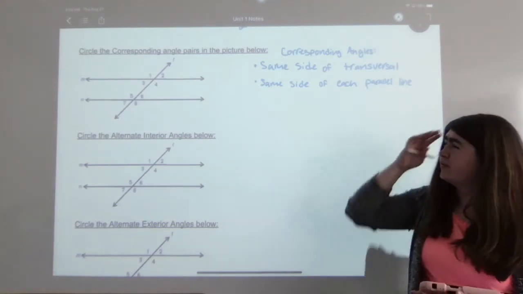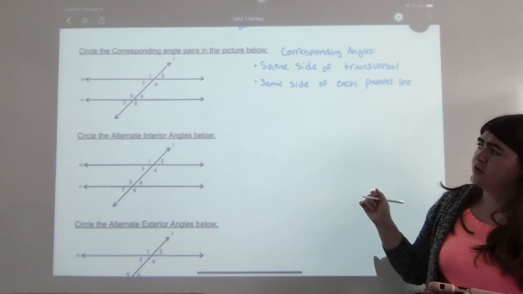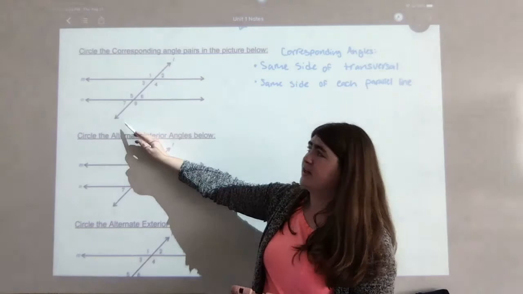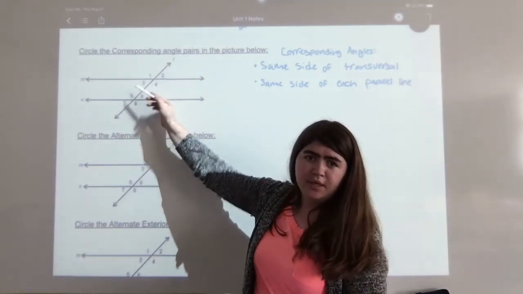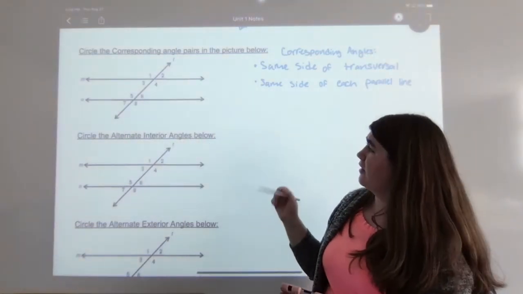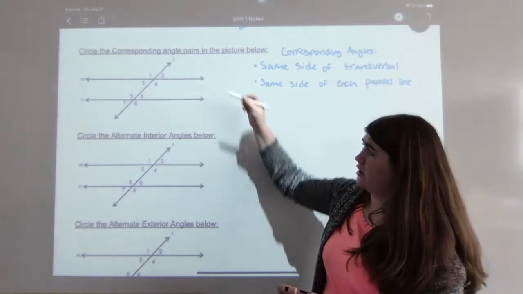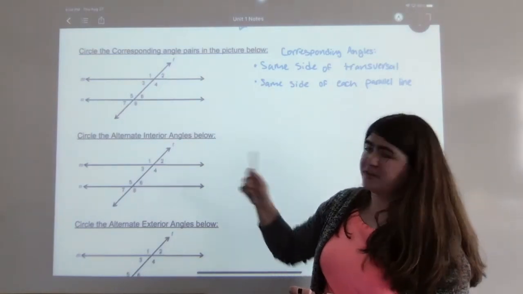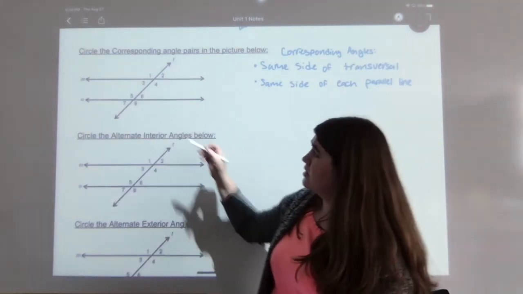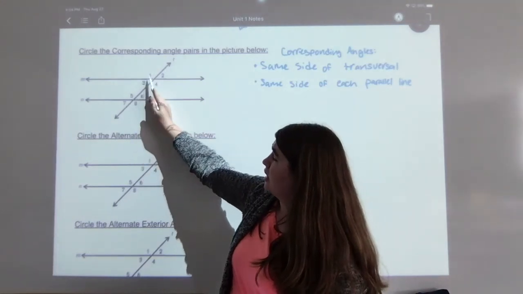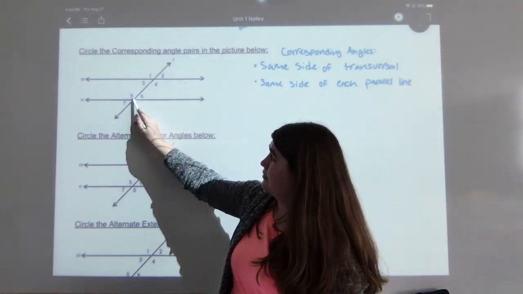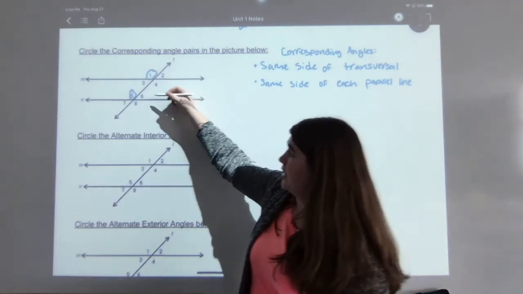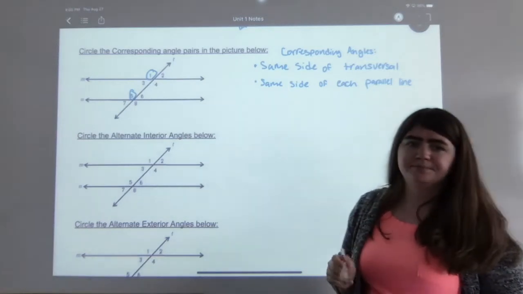Alright, so if they're on the same side of the transversal, well, our transversal is this line T. So they're on the same side of T. Let's pick the left. And they're on the same side of each of the parallel lines, which are lines M and N. So if they're on the top side of both parallel lines, then the corresponding angles are angles 1 and angle 5. They're on the same side of the transversal and the same side of each parallel line.